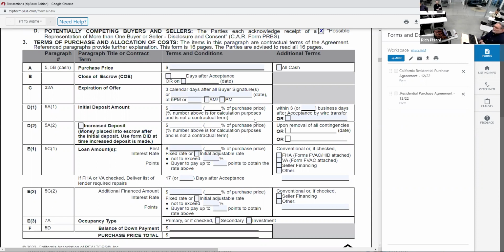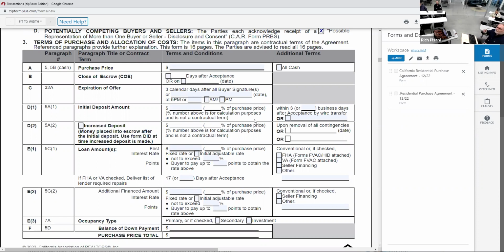Initial deposit amount. Now we always want to see 3% of the purchase price. And I will explain that with something that's coming up later. But 3% of the purchase price is the initial deposit amount.